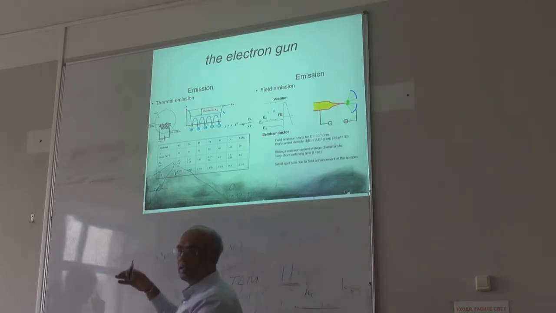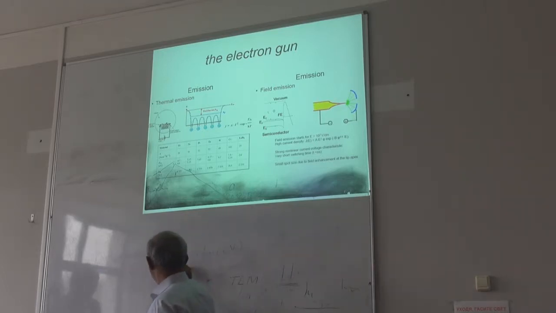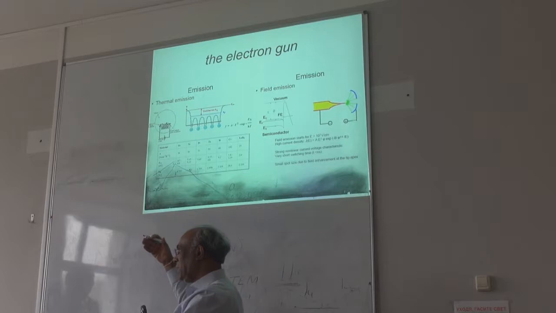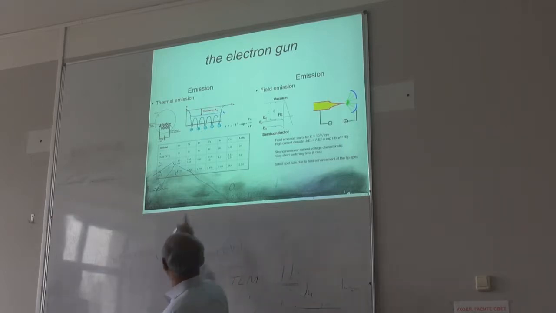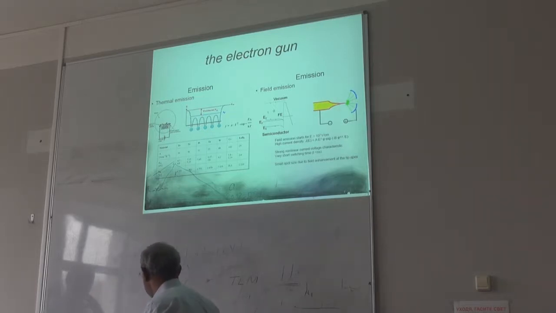So for metals, this work function is very big. Work function, like 5 electron volts. That's very big. That means you need temperatures of about 2000 Celsius to emit electrons. But if you can make this one smaller, that means you can easily go over this one.